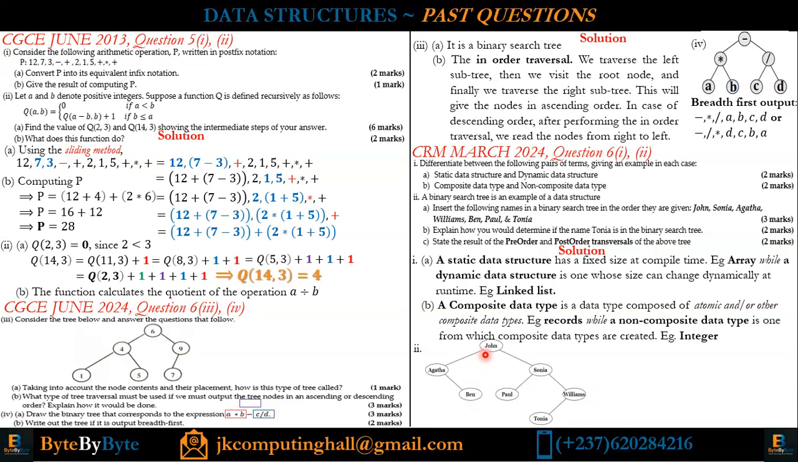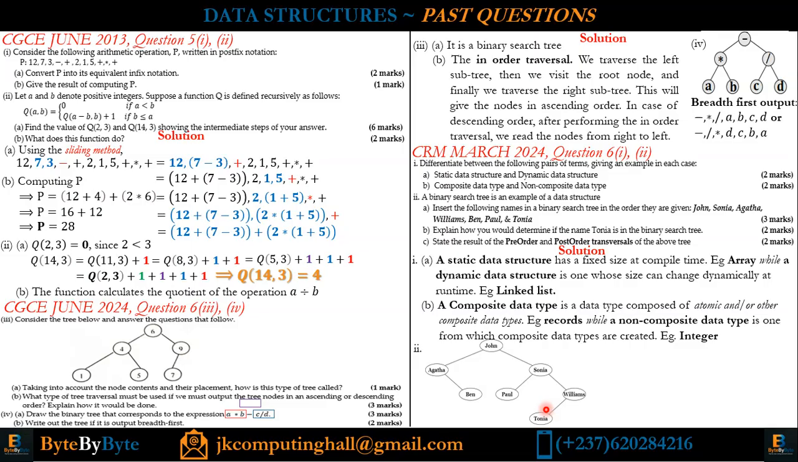Then we have Paul. P is above J. When you come here, P is below S, so Paul comes to the left of Sonia. Then Tonya, T is above J. When we come here, T is above S. When we come to W, T is below W, so T comes to the left of William. And that is how our binary search tree with the nodes provided is created.